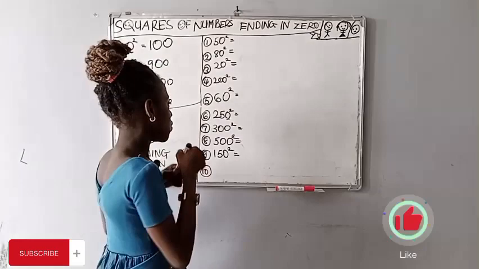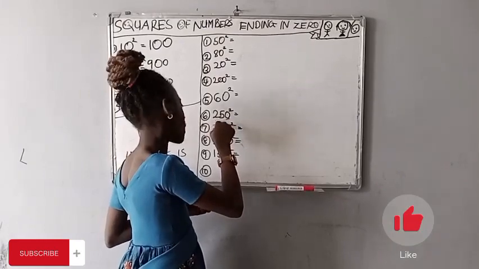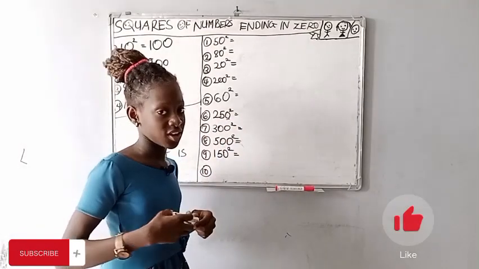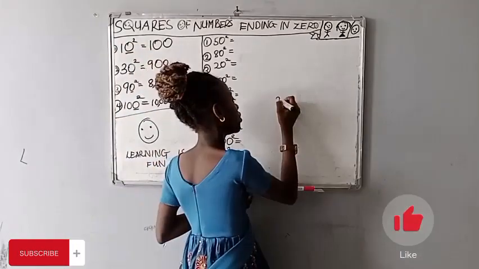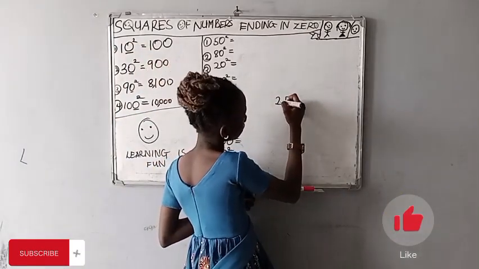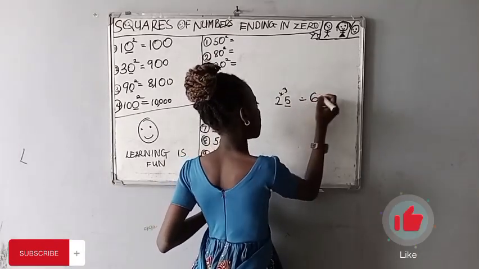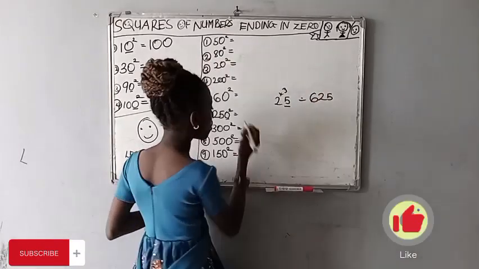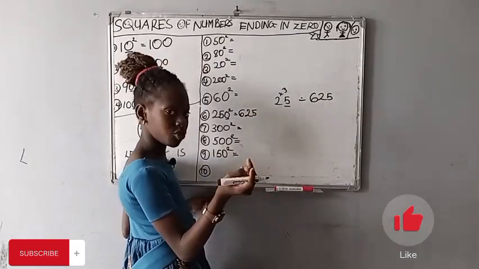Now we mark out the 0. Then we find 25 squared, which is the other technique, finding squares of numbers ending in 5. Let's quickly solve that. Mark out the 5. 2 times the successive number, which is 3, equals 6. 5 squared is 25. So we write 625.